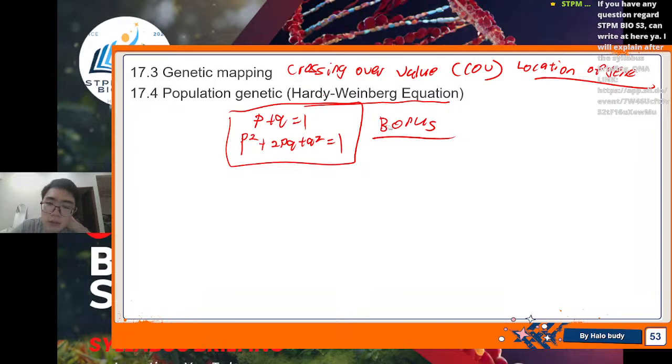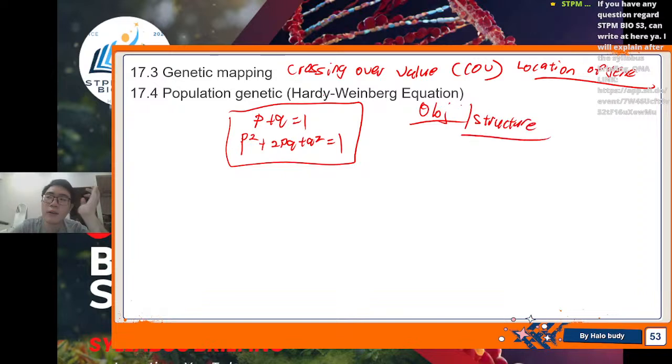Especially this one. This one also compulsorily comes out in the exam, especially in OBJ. Compulsory, I can say. If it comes out in structure, wow, you're lucky. After the examination you should go and pray, thank God that such an easy question came out. But before that, you have to know how to use this formula. Although it's very easy, you have to know the meaning of p and q.